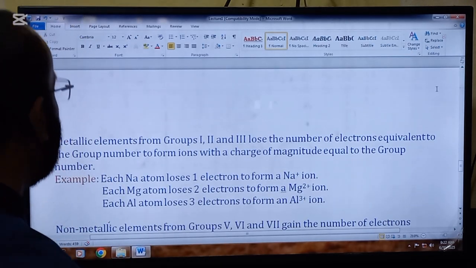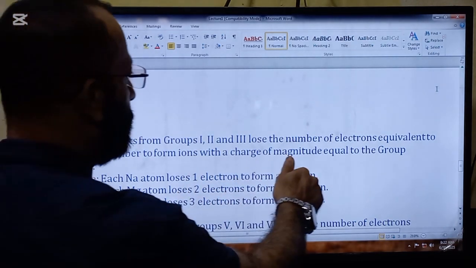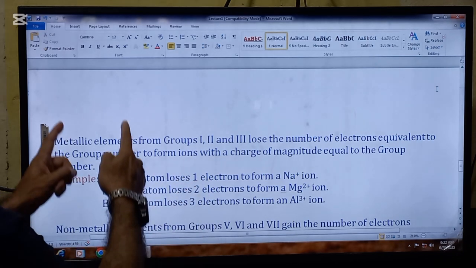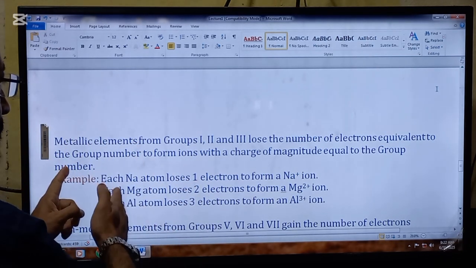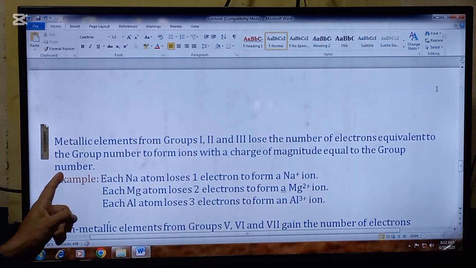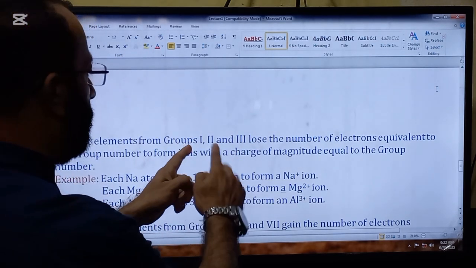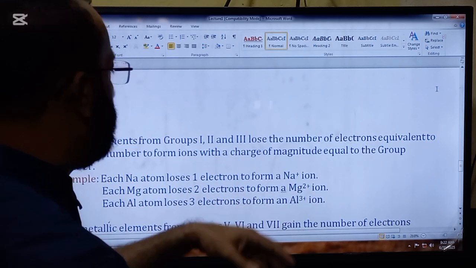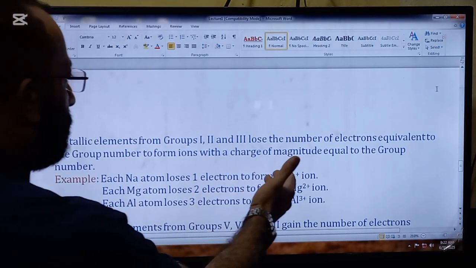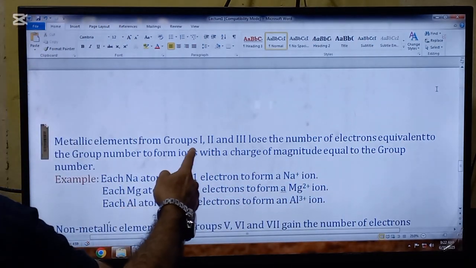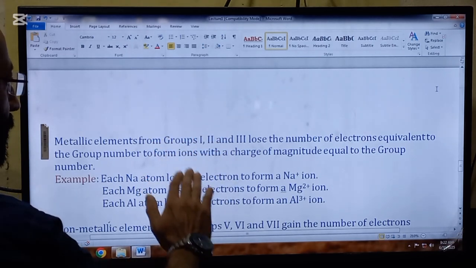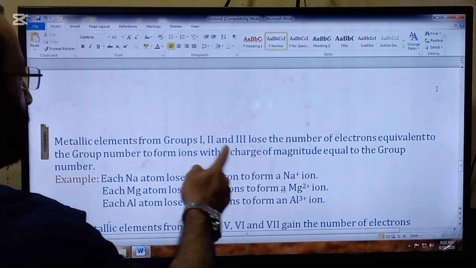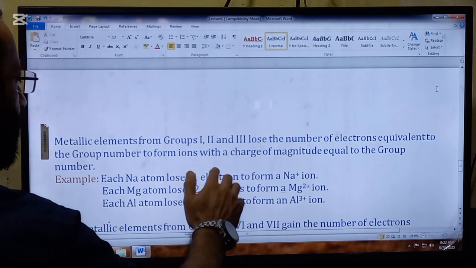Okay, metallic elements from groups 1, 2 and 3 lose a number of electrons equivalent to the group number to form ions. If they are in group 1, all elements in group 1 will lose 1 valence electron. All the elements in group 2 will lose 2 electrons. All the elements in group 3 will lose 3 electrons to form ions with a charge of magnitude equal to the group number. So in group 1, all the elements will lose 1 electron to form a charge. The charge will be plus 1, and so on.